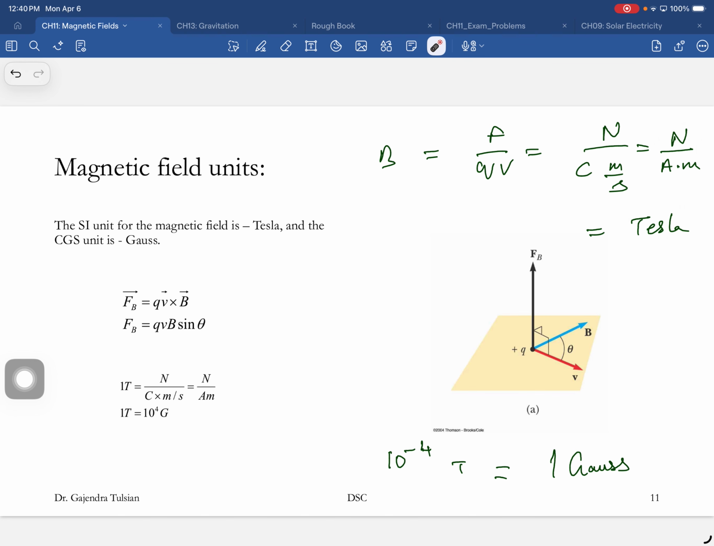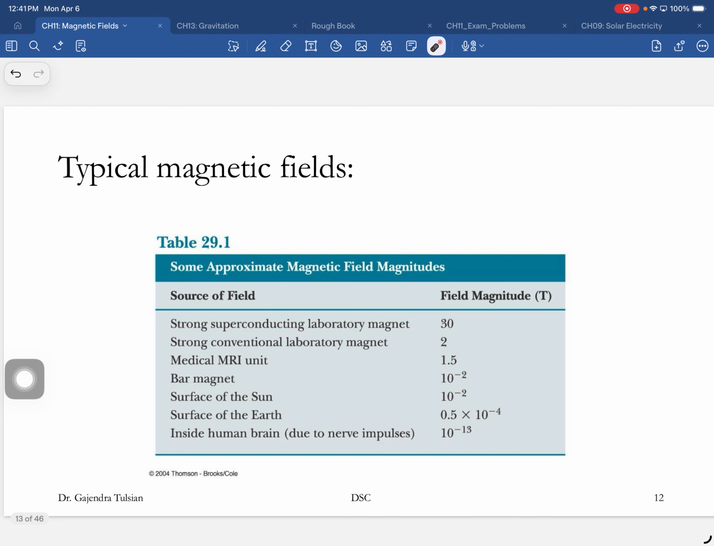Now, a Tesla is a very large field. Planetary fields are about 10,000th of a Tesla. And so the magnetic field on the Earth, in this room, is about half a Gauss, okay. To measure planetary fields, we define this unit, Gauss, which is 1/10,000th of a Tesla. Okay.